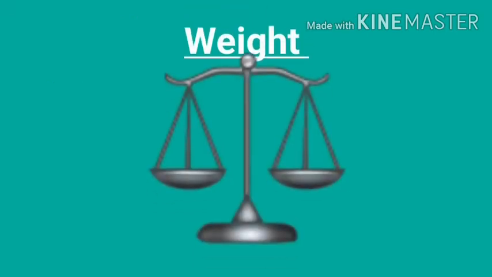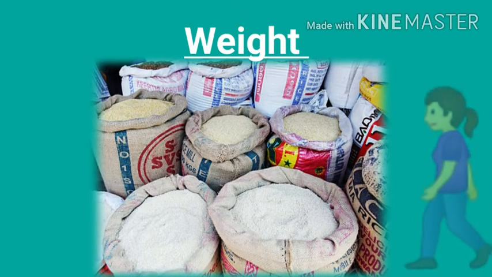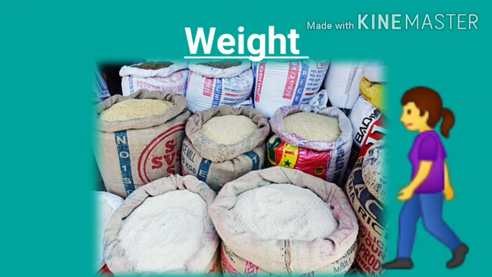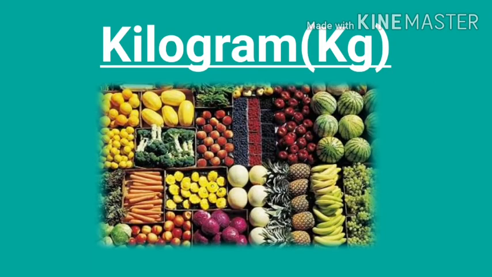Now, we are going to measure the weight of the objects. Suppose you go to a grocery store to buy sugar, wheat, rice, etc. What do you ask? You ask, can I get 2 kilogram of rice please? Or 1 kilogram of sugar please? Yes, you are buying something in kilogram. And when we buy fruits or vegetables, we buy in kilograms.